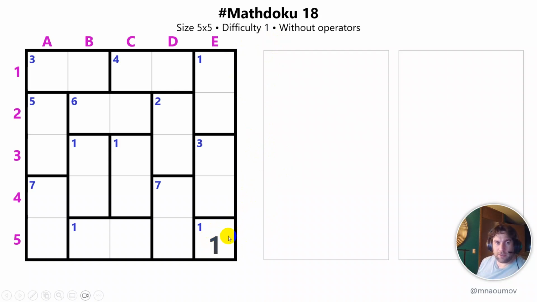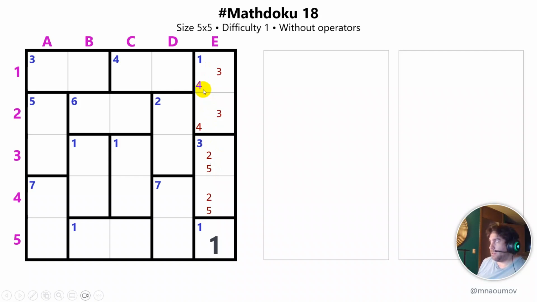Okay, let's look in cage B3. What can form 3 from the numbers at the left? We have numbers 2, 3, 4, 5, and 3 can be formed only from 2 and 5. And then the rest of the column is going to be 3, 4.